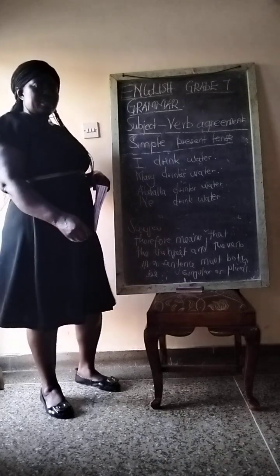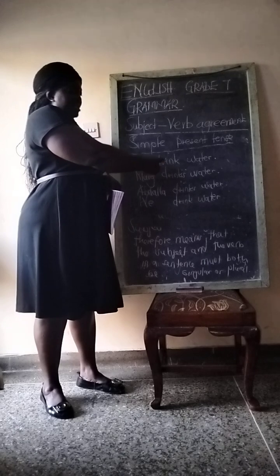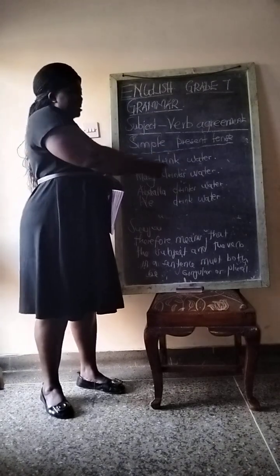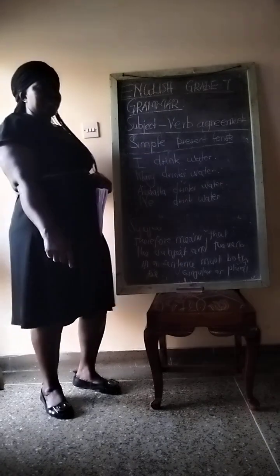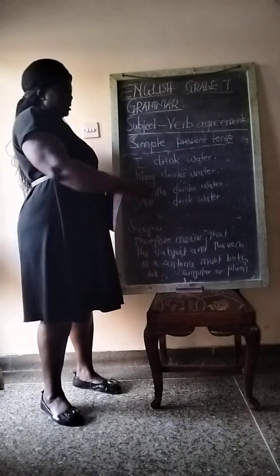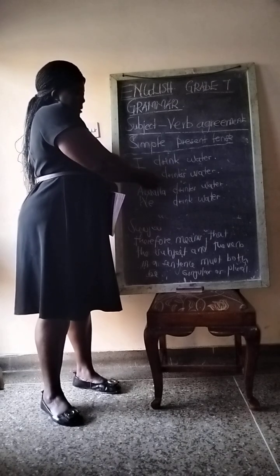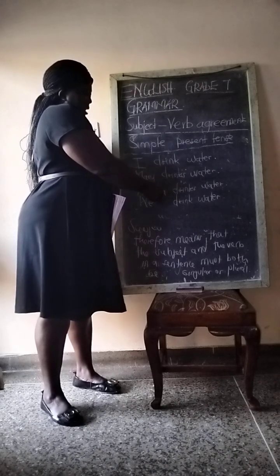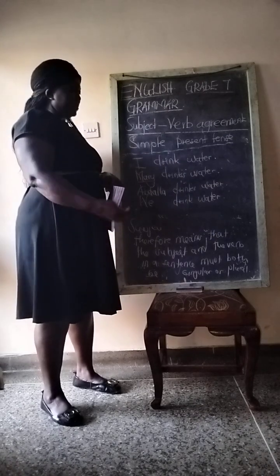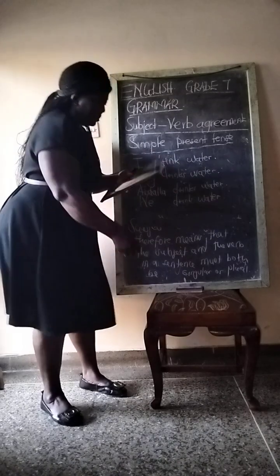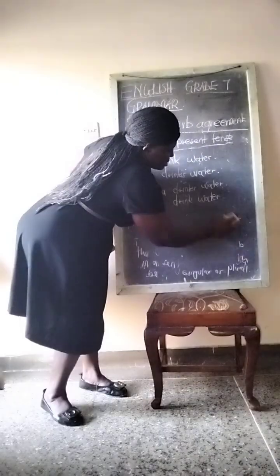Now, are these sentences the same? Let us look at the first one. I drink water. Mary drinks water. Abdallah drinks water. We drink water. I hope you are noting the difference. Here, the subject I, drink, no S. Here, the subject Mary and S. Here, Abdallah, S. We, no S. Why the difference? I hope you are writing the difference.